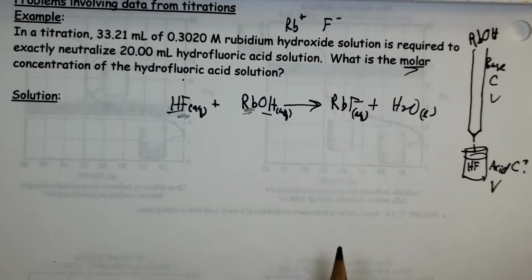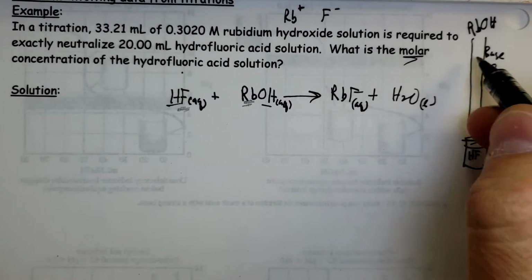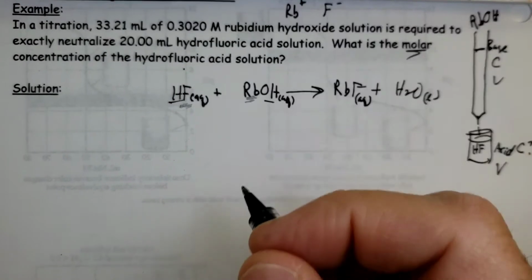So this is a nice one because it's a 1-to-1 relationship. I think the one in the assignment I give you is a 1-to-2 relationship, so you have to be sure you balance the chemical equation right.